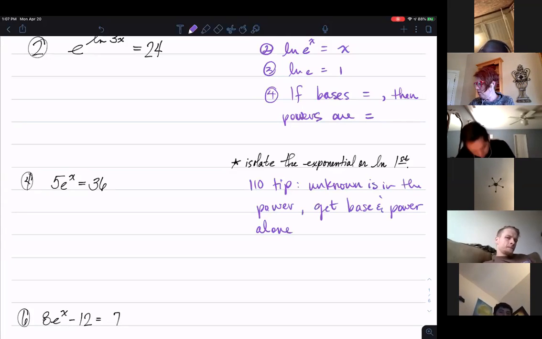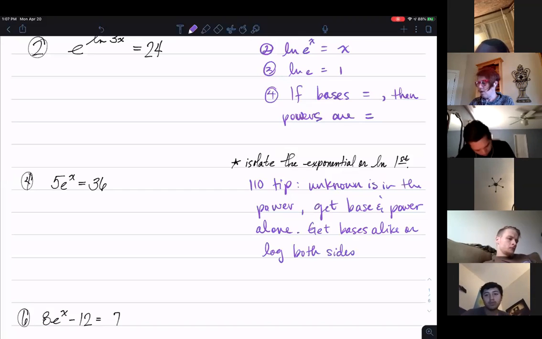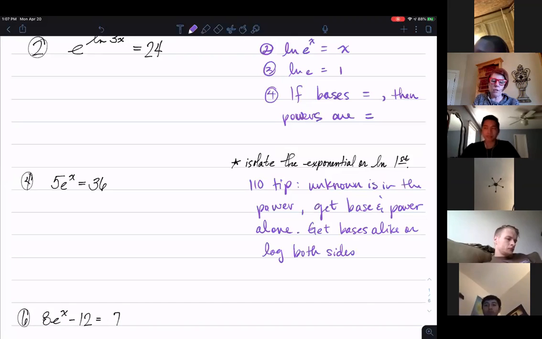At that point, then, you can either get bases alike or log both sides. And again, both of those were things that we would have done regularly in Math 110. Okay. All right, so that kind of gets the Math 110 junk out of the way. So then at this point, let's just dive in and start solving.